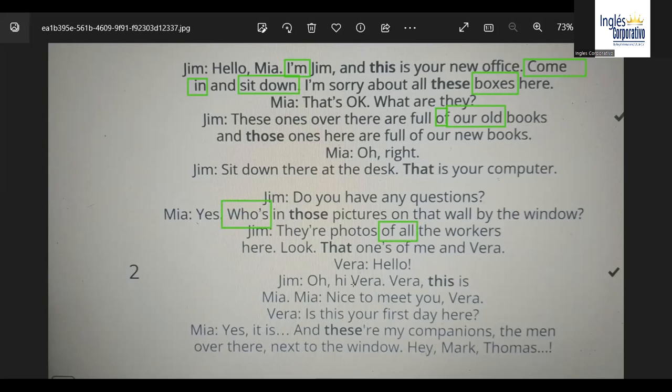Hello, oh, hi, Vera. Vera, this is Mia. Nice to meet you, Vera. This is your first day here? Yes, it is. And these are my companions, the man over there next to the window. Hey, Mark. Thomas.